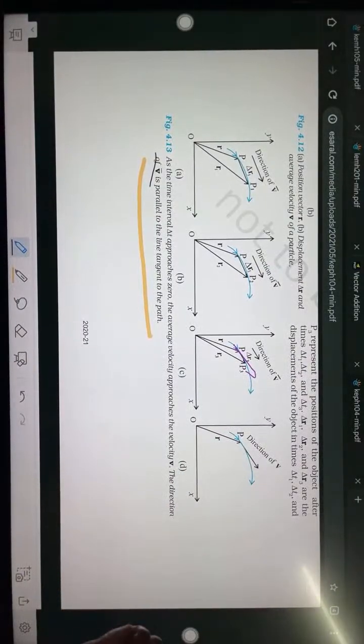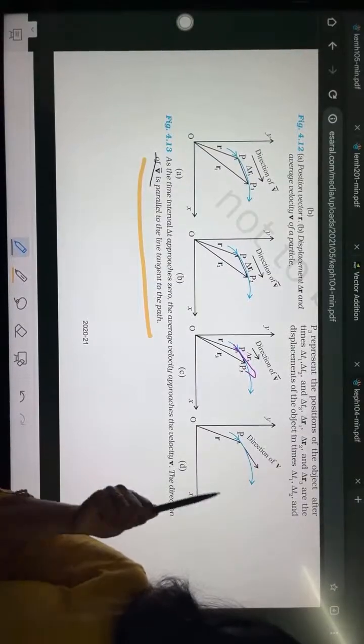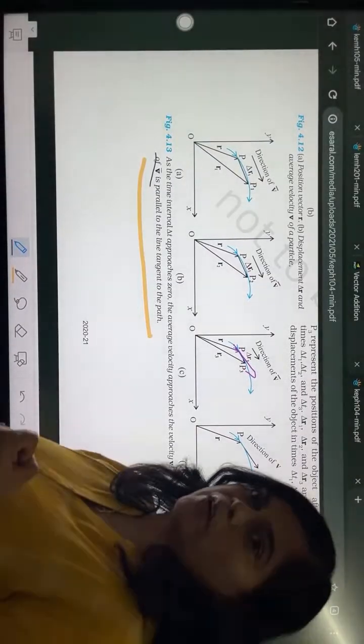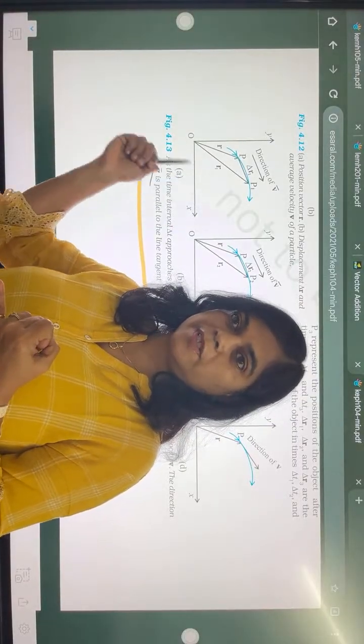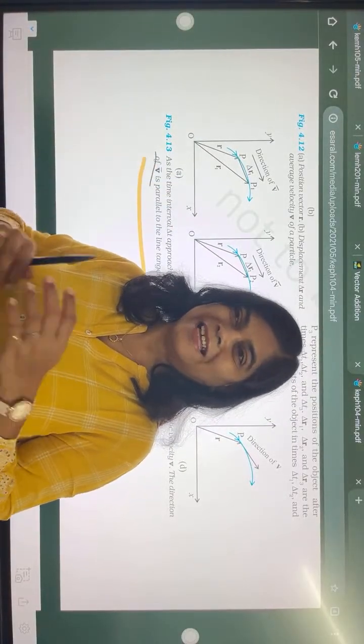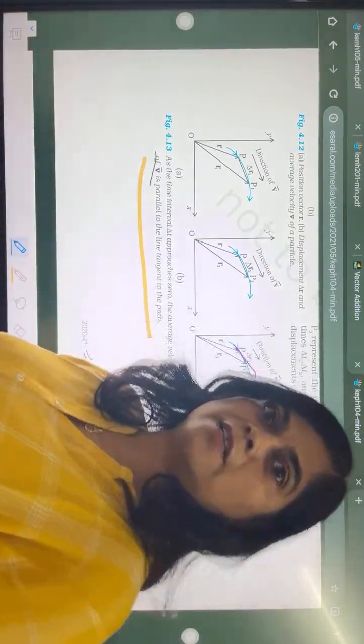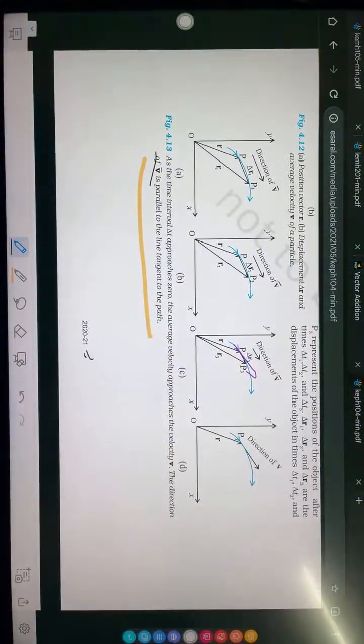You'll definitely be asked this in your test, okay? Sometimes reason-assertion questions will also point to this. The tangent of the curve represents the direction of the average velocity. Got it? Okay.